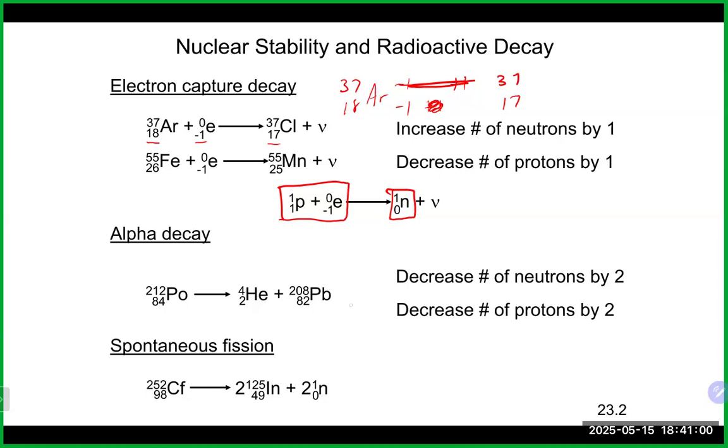Our alpha decay is really the one that will make the biggest change. We're going to change by 4 and 2. And that is our biggest sort of change that occurs.